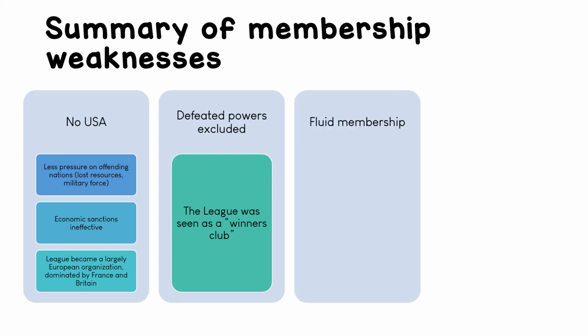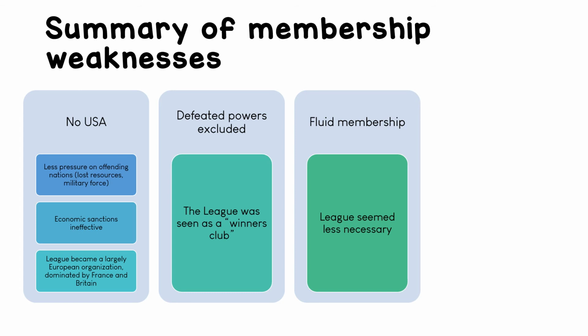Another weakness was that it had fluid membership. And this we also saw before, that the number of members went up and down throughout the years. Countries joined and left. And the result of this is that the League seemed less necessary. It seemed less binding, as if countries really didn't have an obligation towards the League, but they could leave, come and go as it pleased them.